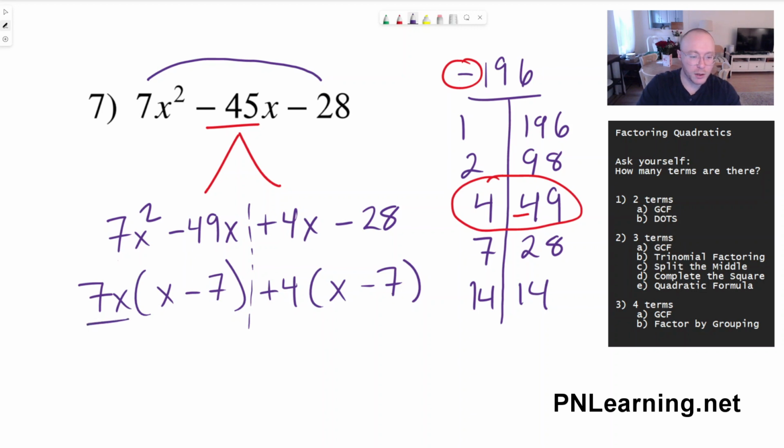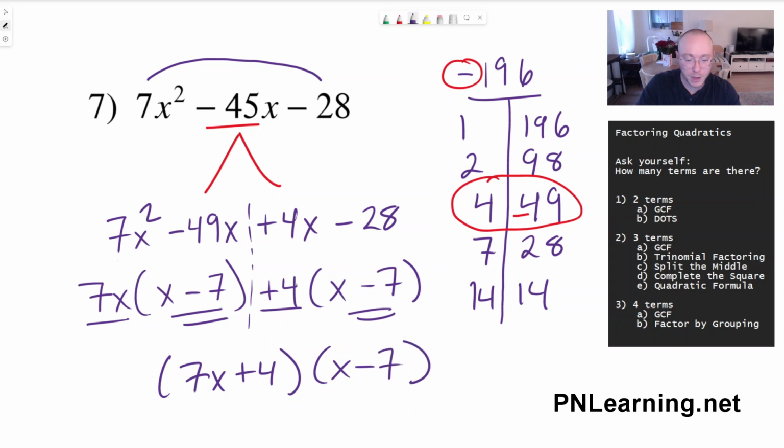And you see again, we've got some stuff on the outside. This is one factor, 7x plus 4. And then these matching binomials, x minus 7, that will be our other factor. That's it. That's another example of splitting the middle.